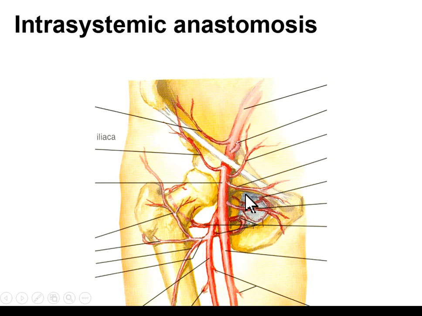On this picture we can see intersystemic anastomosis too. For example, inside the hip joint, we can see anastomosis between the obturator artery from the internal iliac artery and the branches of the deep femoral arteries.